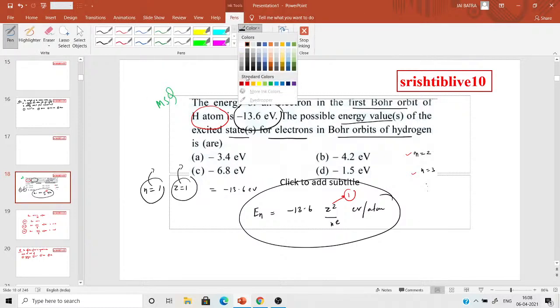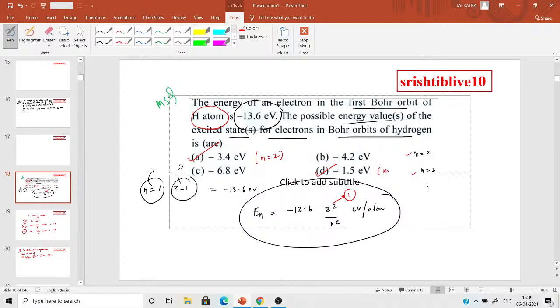For n = 3 we have already calculated the correct value, which is -1.5. See, it's very important. When n is equal to 2 we are getting -3.4, when n is equal to 3 we are getting -1.5. So now the n value is going to increase and the energy value will be decreasing. It's going from -3.4 to -1.5, that means the energy value is going to decrease in negative terms.